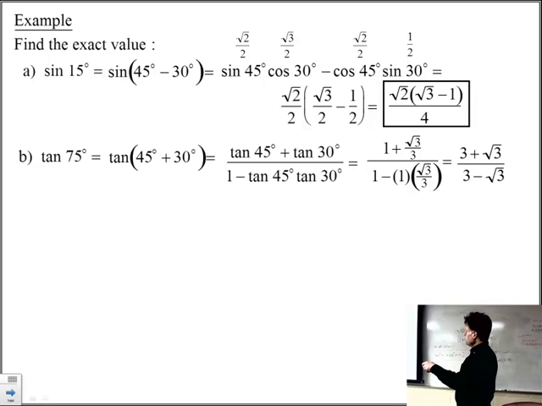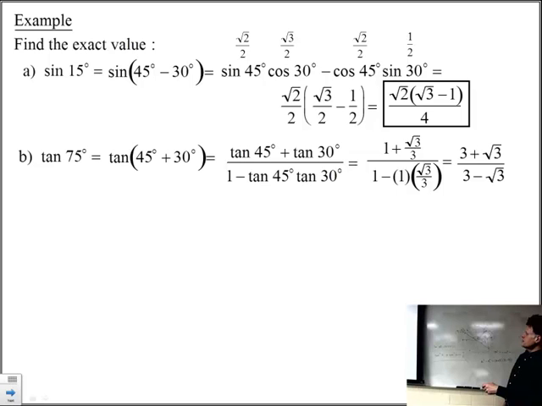So sine of 45 is root 2 over 2. Cosine of 30 is root 3 over 2. Cosine of 45 is root 2 over 2. Sine of 30 is 1/2. You can factor out a root 2 over 2, and inside you have root 3 over 2 minus 1/2. Simplifying a little bit, and combining the 2's, you get root 2 times root 3 minus 1, divided by 4. A nice, simple expression just involving whole numbers, square roots, and the arithmetic operations.